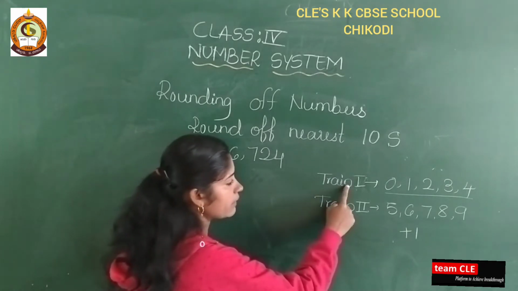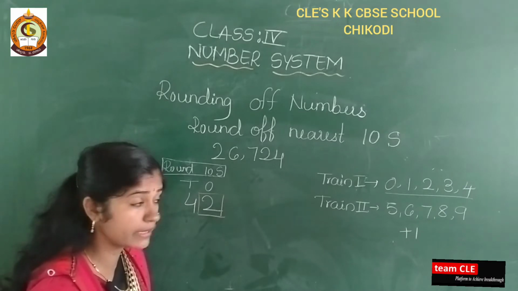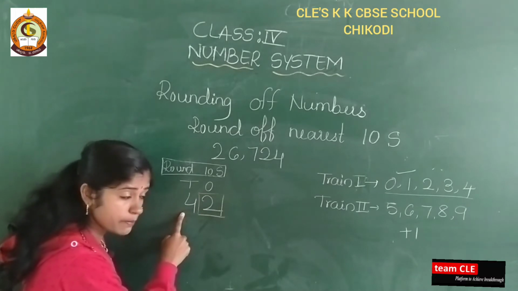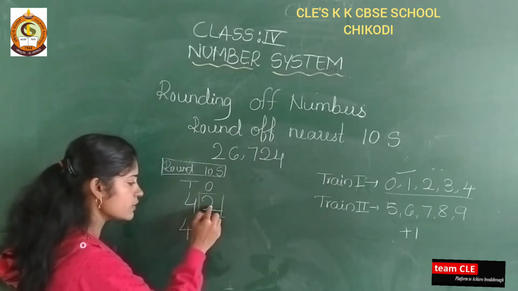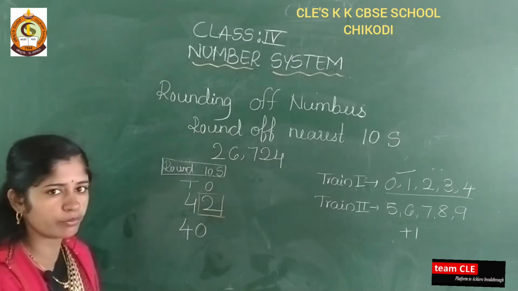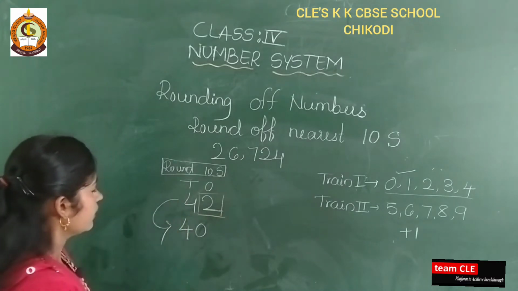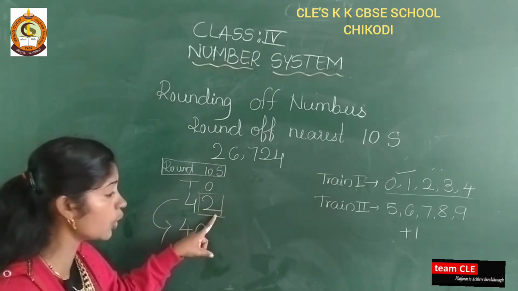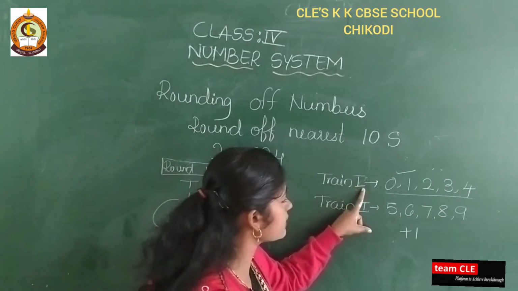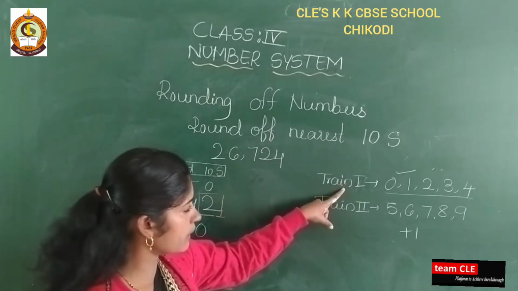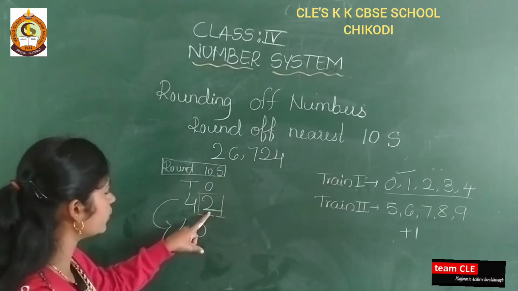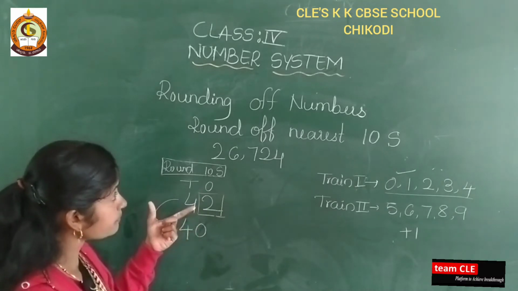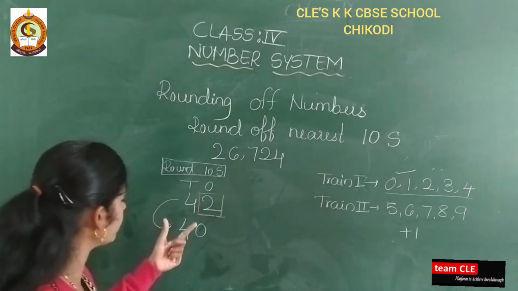Then will 2 come in train number 1 or train number 2? Yes, it will come in train number 1. Then there is no need to add 1 in the tens place. So you write 4 as it is, and this 2 becomes 0. Round off to the nearest tens means you need to look at the ones place. Then you check whether the number is in train number 1 or train number 2. If it is in train number 1, there is no need to add 1 in the tens place. Write 4 as it is and 0. Here the rounded off number of 42 is 40.